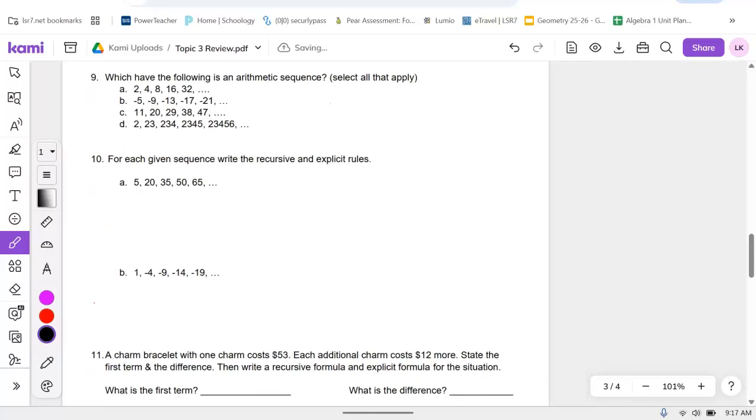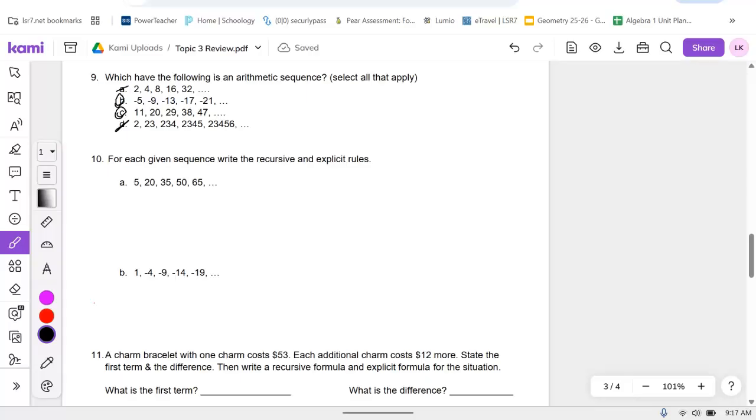Which of the following is an arithmetic sequence? So an arithmetic sequence is added or subtracted by the same amount each time. A is multiplied by 2, B, you subtract 4 each time. C, you add 9 each time. And D, I don't even know what that is. So it's B and C.